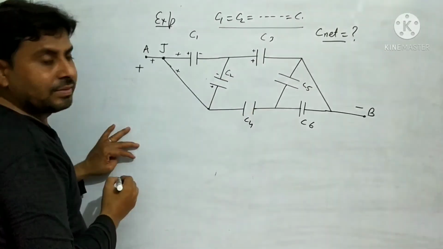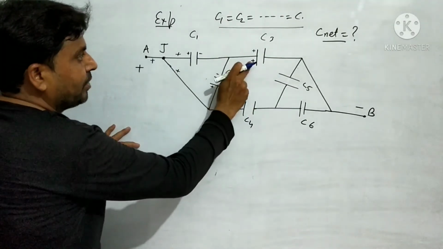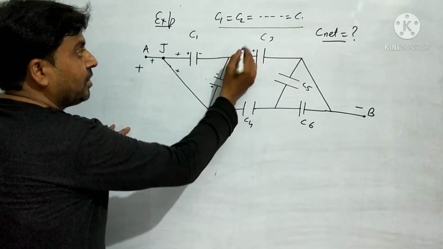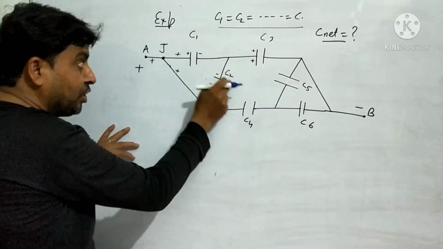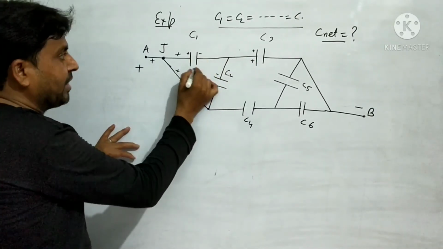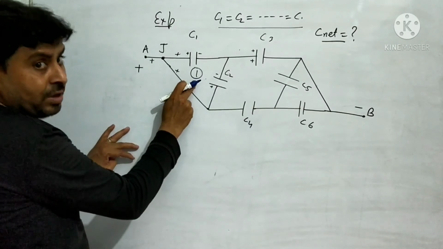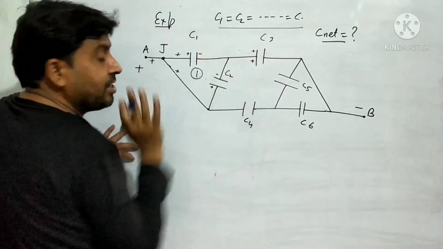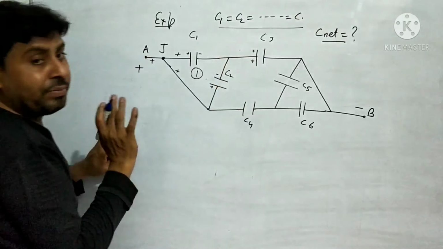Plus, this negative, this positive. Positive or negative, this is of the series. So C1, C2 combined circuit. One circuit is complete. For this circuit, C3 connects in series with this.